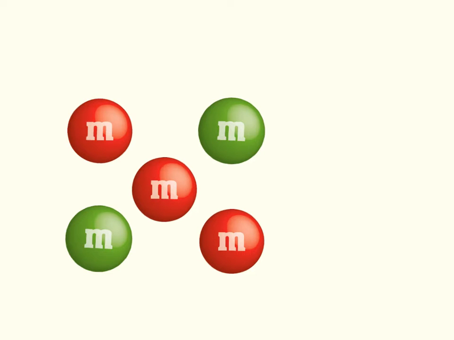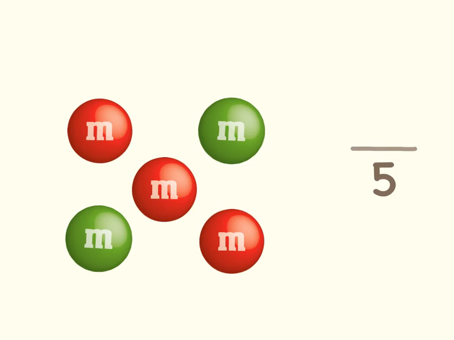I can also make fractions from groups of objects. Here I have 5 M&Ms. Now that 5 becomes my denominator because I have some red M&Ms, I have some green M&Ms, but they're all M&Ms and there are 5 of them.